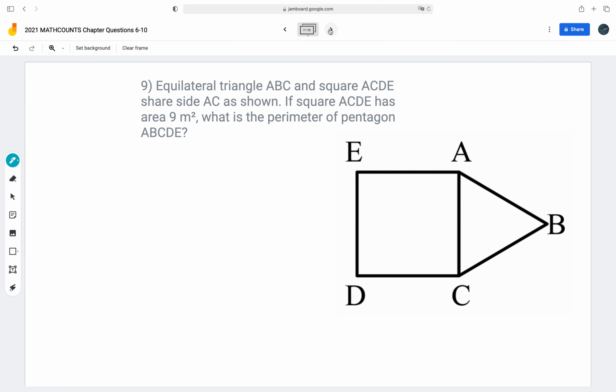Equilateral triangle ABC and square ACD share a side AC as shown. If square ACD has area 9 meters squared, what is the perimeter of pentagon ABCDE? So what we can find here is that in an equilateral triangle all the sides are the same, and in a square all of the sides are the same. And by using the transitive property, we can say that they're all the same, because they both share a side AC. All of these have the same length.